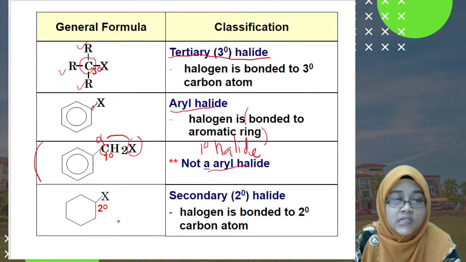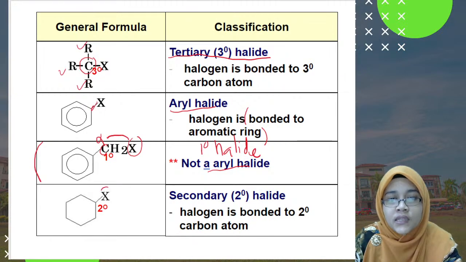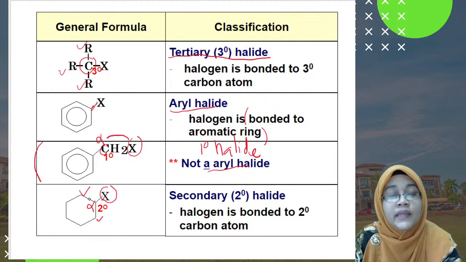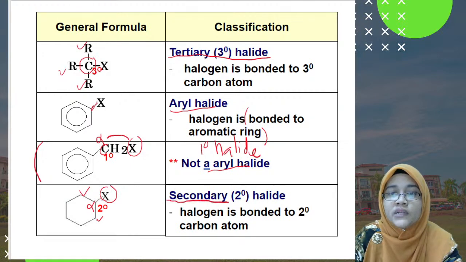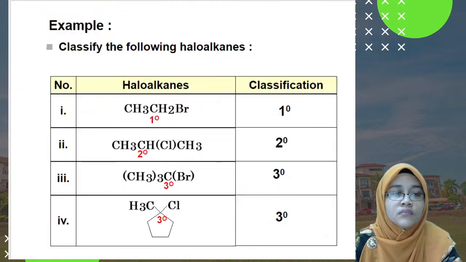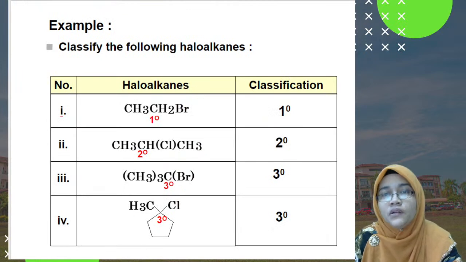Okay, next is a halogen directly bonded with an alpha carbon in a cyclic compound, and this alpha carbon is secondary. Why? Because one carbon, two carbon, two neighboring carbons, so this alpha is a secondary carbon. Automatically your halide turns out to be a secondary halide because it is bonded to a secondary carbon. Okay, we have some more examples here.